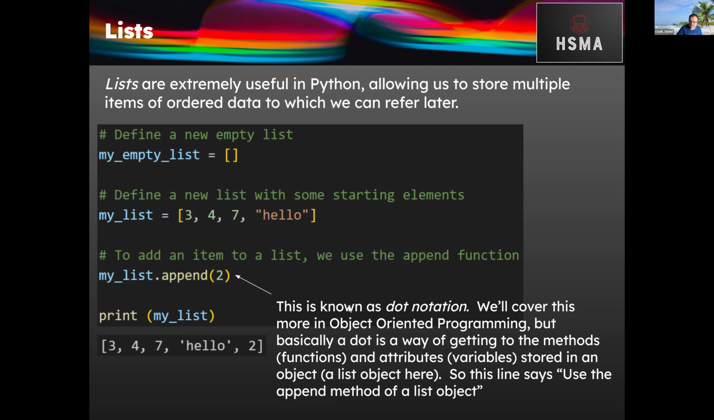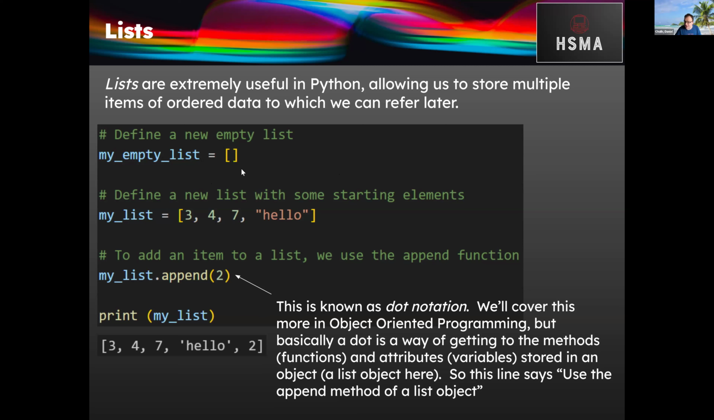So let's just remind ourselves that lists are structures that allow us to store multiple values, multiple items of ordered data. The order matters in a list, to which we can refer later. And you'll find all sorts of uses for lists as you go through. So let me just talk about some of the basic notation for this.